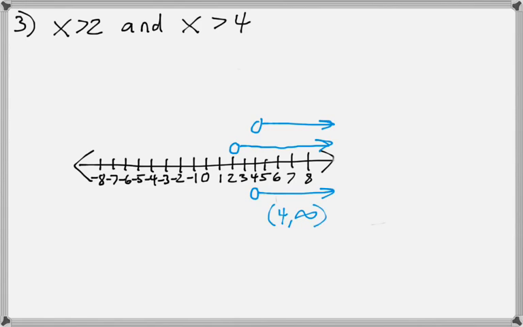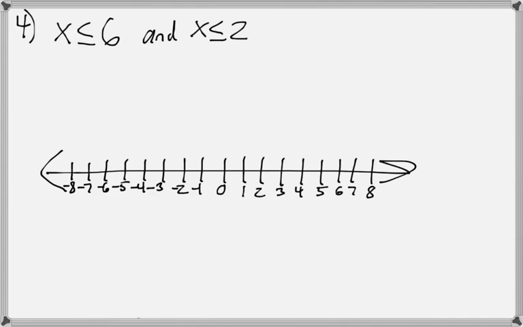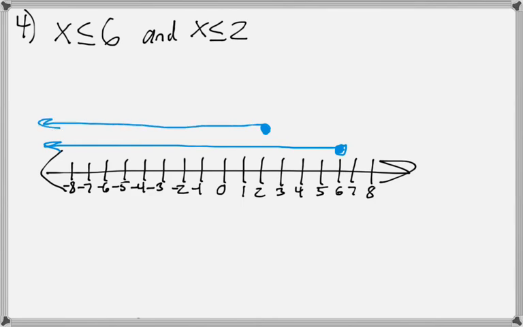Let's do another one. We have x is less than or equal to 6 and x is less than or equal to 2. So the 6, it's going to be a closed dot at 6, and I'm shading to the left. And then x is less than or equal to 2. I have a closed dot at 2, and I'm shading to the left. And again, we need to figure out where both of them are shaded.